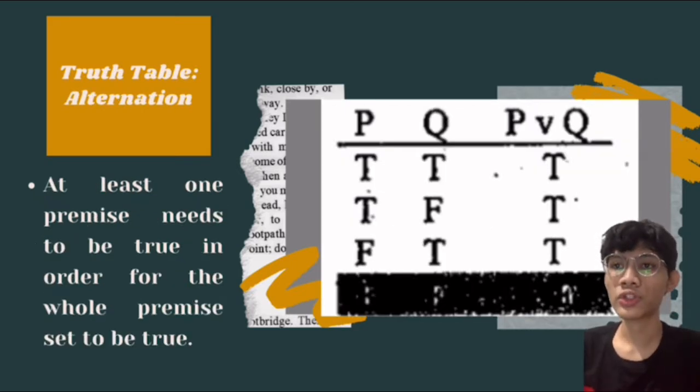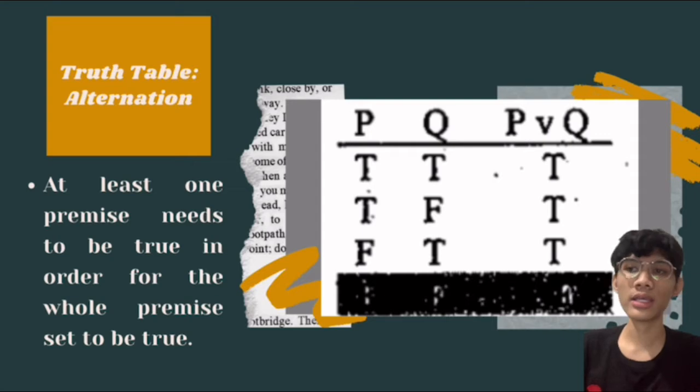The next is the truth table for alternation. So in this case, at least one premise needs to be true in order for the whole premise set to be true. The only instance in which an alternation statement is false is when both statements are false. In all other combinations of truth values, the alternation is true. This means that the minimum requirement in formulating a true alternation is that at least one of the alternants must be true, and it does not matter if the other is false.